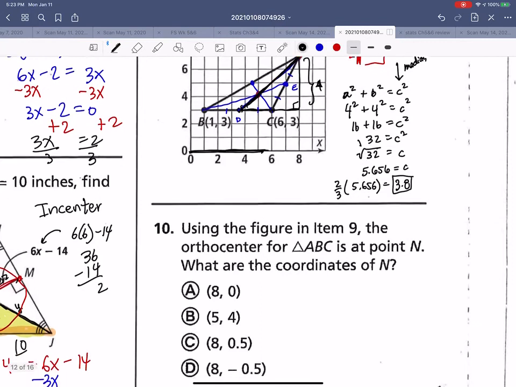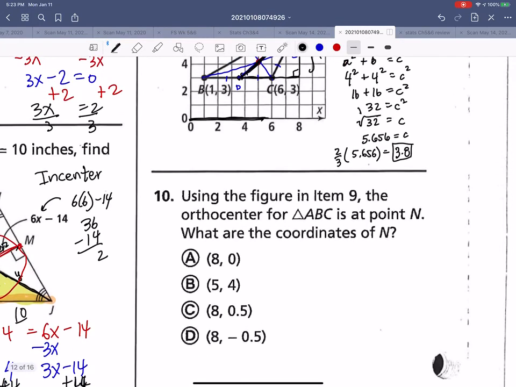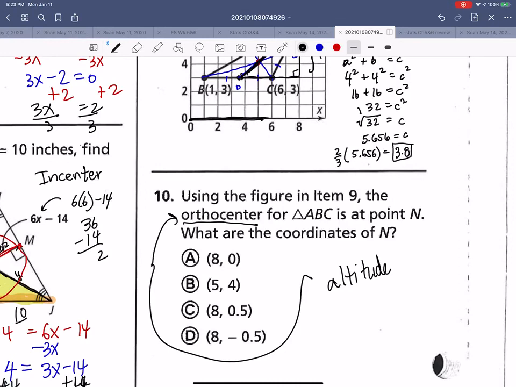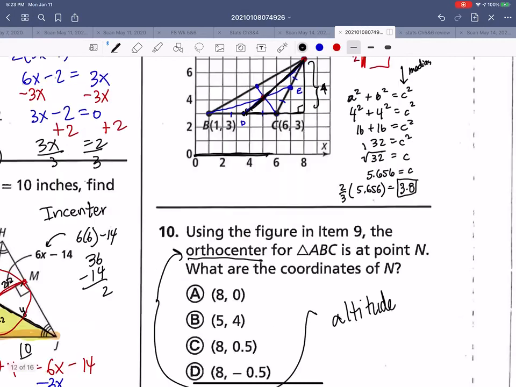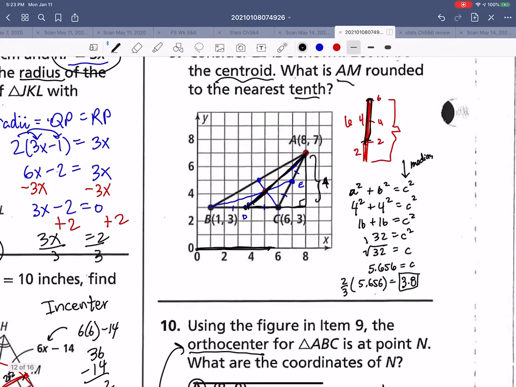Nice. Question number 10. Using the figure in item 9, the orthocenter. So the orthocenter is made by altitudes. The orthocenter for ABC is at point N. What are the coordinates of N? Okay, so I'm going to have to erase this stuff because I need some room to find my orthocenter.